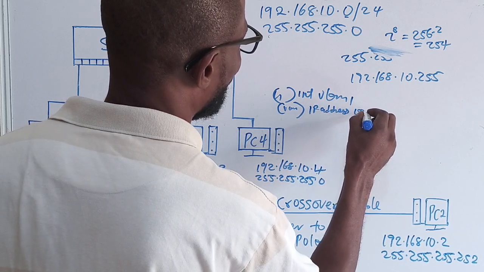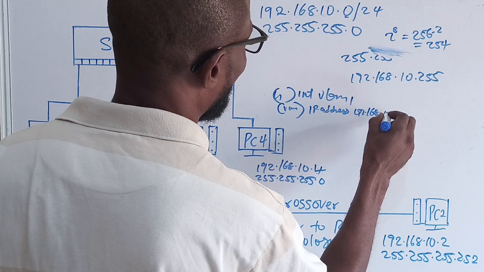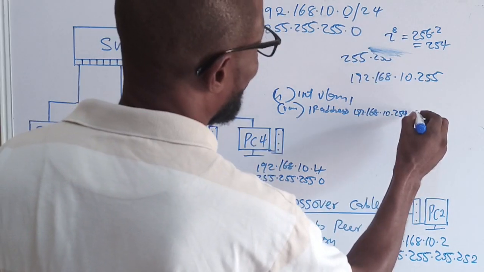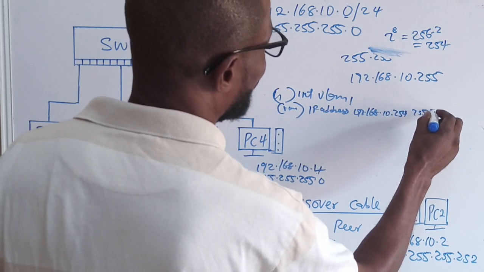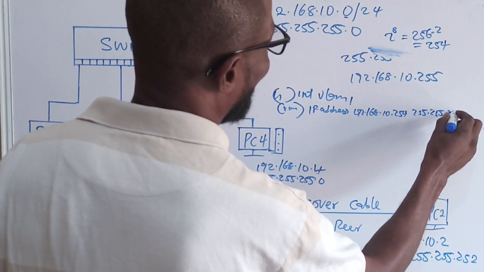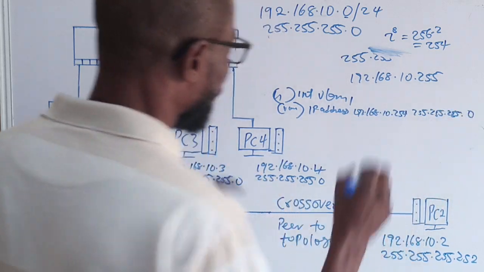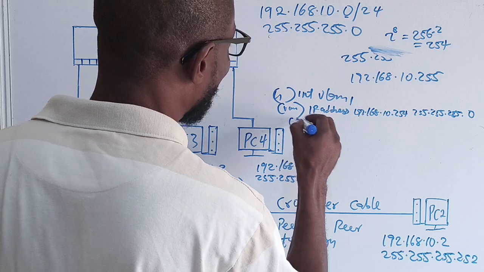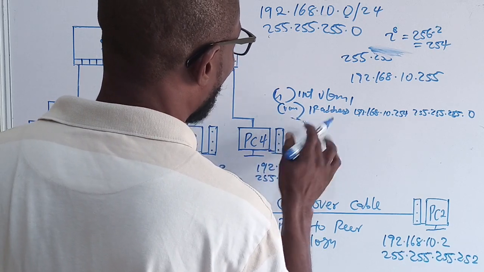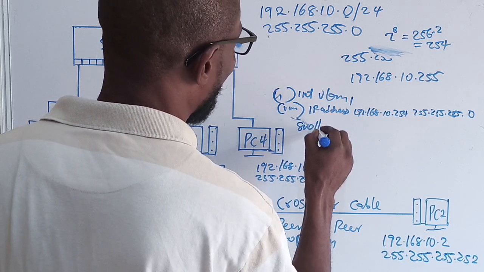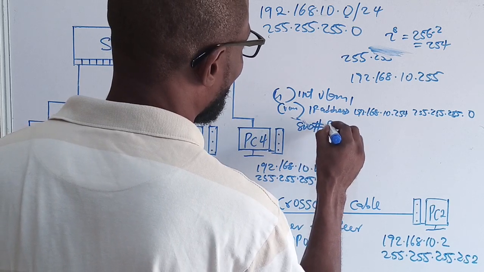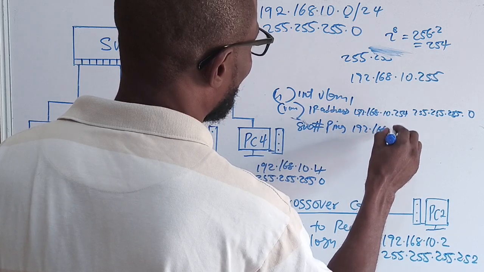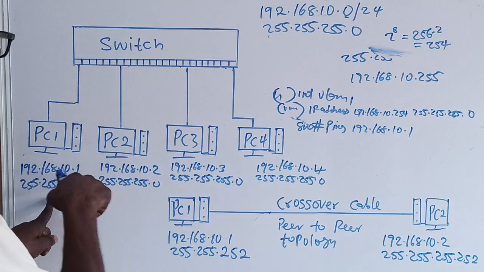192.168.10.254. I can assign the last IP address in this address space. Then 255.255.255.0. You hit enter. Now the switch can communicate with these computers. Then when you want to ping, type exit to come back to the switch privilege mode. This is what privilege mode looks like. You can say ping 192.168.10.1. You can ping any of these.